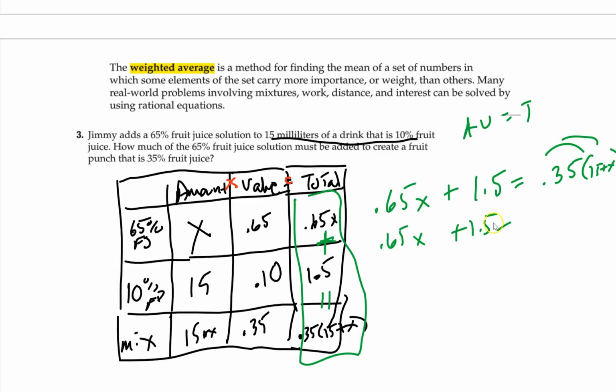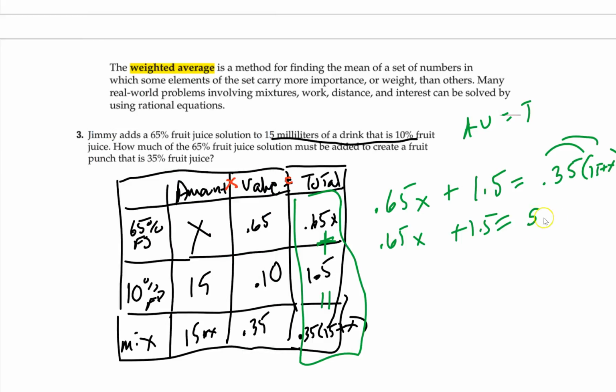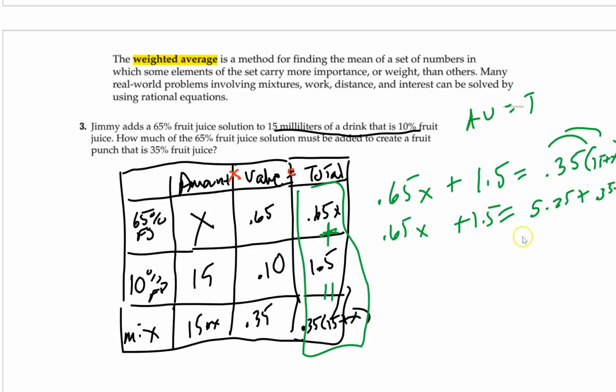Right, I need 0.35 times 15. I'm going to use my fancy calculator. Got to turn it on. 0.35 times 15. I get 5.25. Plus 0.35 times x, 0.35x. Right, now it's just a normal math problem.